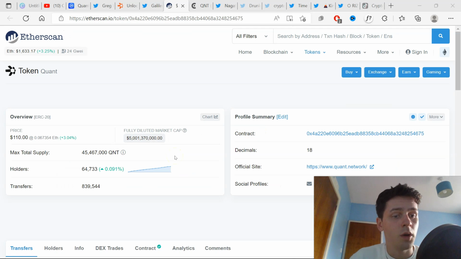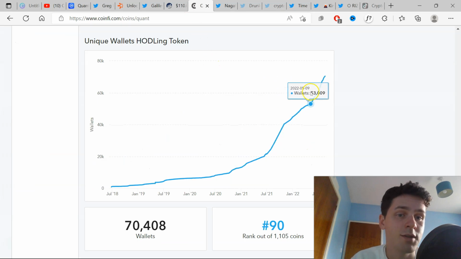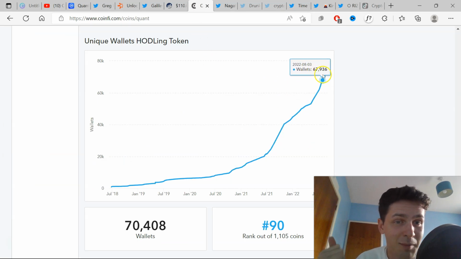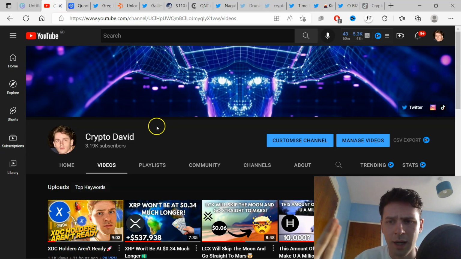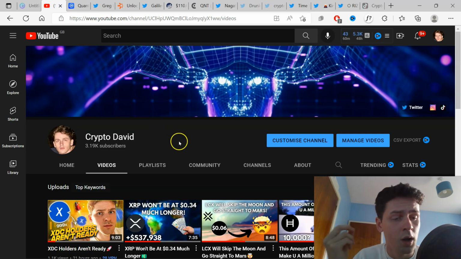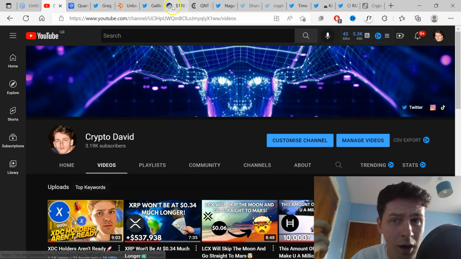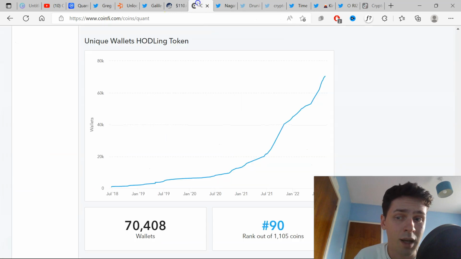And here we have the Quant holders. Now it's going parabolic. It is going crazy to the upside. Now I'm seeing Etherscan, I'm seeing CoinFi.com, and I'm going to trust Etherscan more. It says 64,000 here, and it says 70,000 on CoinFi.com. But nonetheless, look how parabolic the charts are. Two videos ago, I think I talked about some guy with 100k followers, 200k followers, talking about Quant on Twitter. And now we're seeing Bitboy Crypto, 1.4 million subscribers on YouTube, now talking about it, and this could be contributing to the holders going crazy.